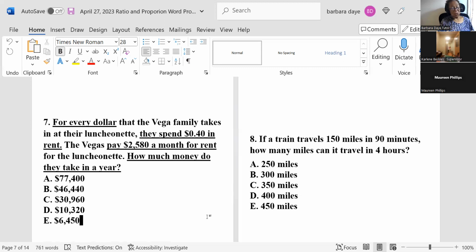Okay. So what you want to ask yourself, Maureen, based on 2,580 a month for rent, and that represents 40 cents, or 40% of their income, what is their total that they take in? Because you know that's part of a dollar, right? Yeah. So let's see. 2,500 and the Vegas pay 2,580 a month. All right.